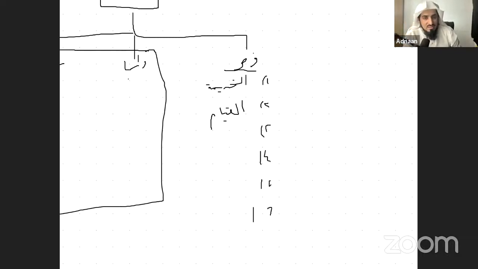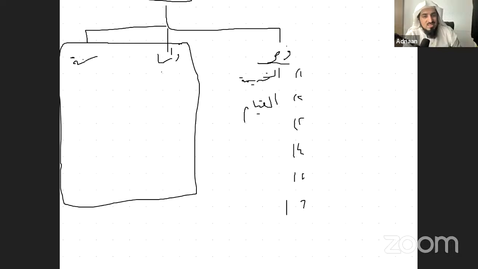So the second fard in salah is for a person to stand in salah. You stand facing the Qibla, as long as you're able to stand. The third is al-qira'ah.